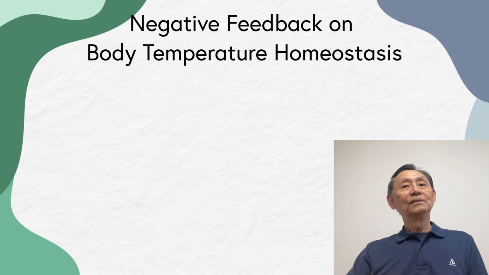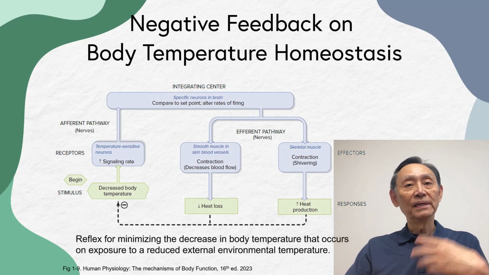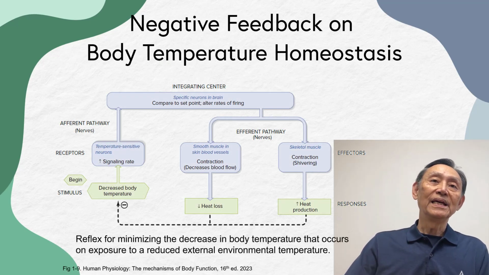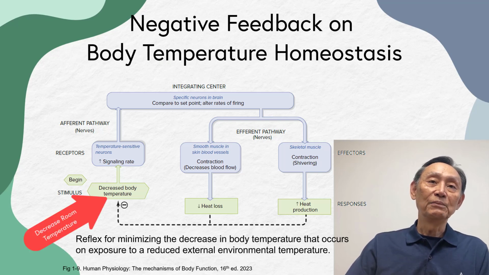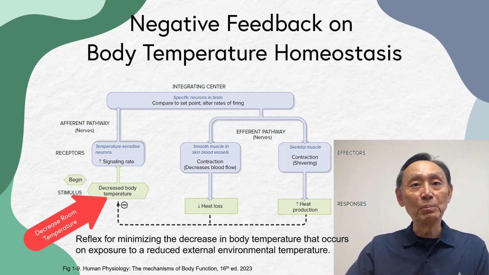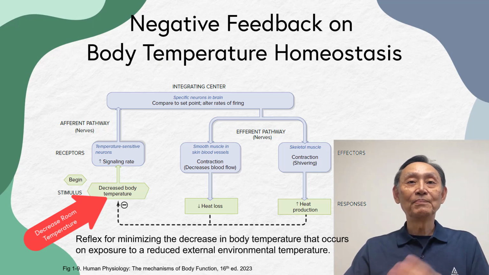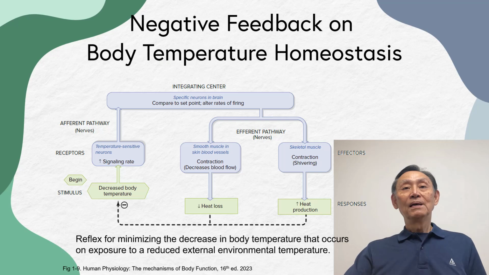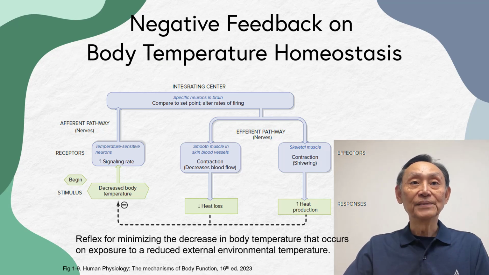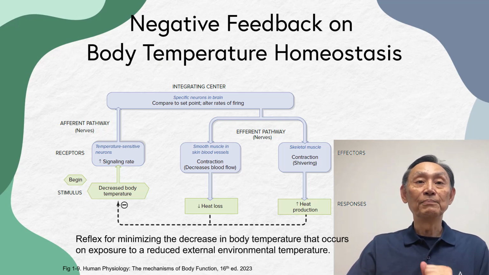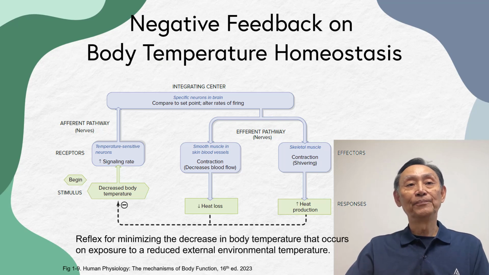Let's go back to the original body temperature regulating scheme. Then we say a room temperature decrease, and then we'll decrease the body temperature. Then we bring about body responses. So this parenthesis, body responses, is how the body responses are induced. Now we can get a better look through this reflex arc.